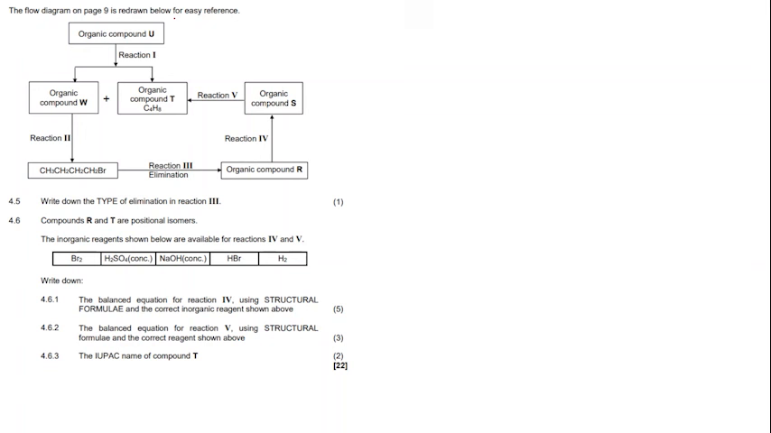The flow diagram on page 9 is redrawn below for easy reference. So this is the same diagram we had in the previous slide. Question 4.5. Write down the type of elimination in reaction 3. In reaction 3, we go from a haloalkane to organic compound R. Organic compound R then can go back to organic compound S through reaction 4, and reaction 5 brings it back all the way to an alkene. Therefore, our elimination reaction, which will form organic compound R, would be dehydrohalogenation.